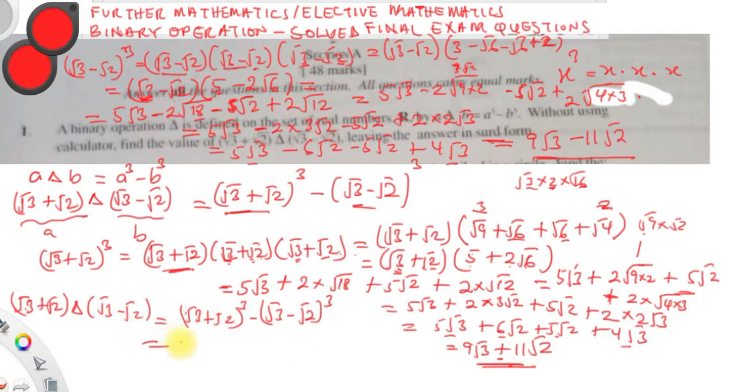Is this one? This is 9 root 3 plus 11 root 2. Then we have minus this one. This is 9 root 3 minus 11 root 2. Okay. So this is what we have. Okay. So we have 9 root 3 plus 11 root 2. The negative sign will go inside. I have negative 9 root 3 and then plus, it becomes positive, plus 11 root 2. Okay. So this 9 root 3 and then 9 root 3 they go away.